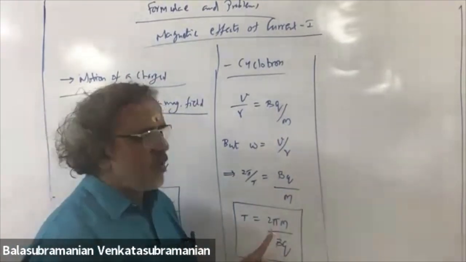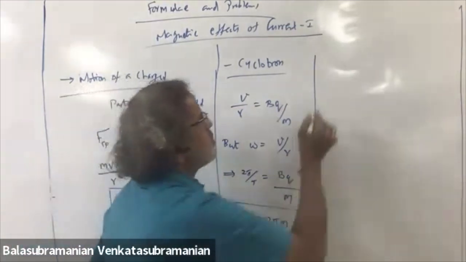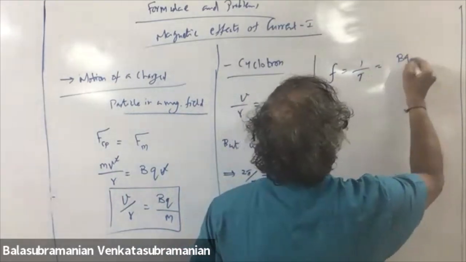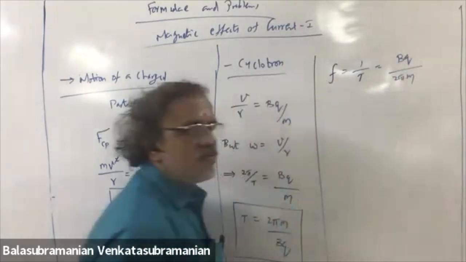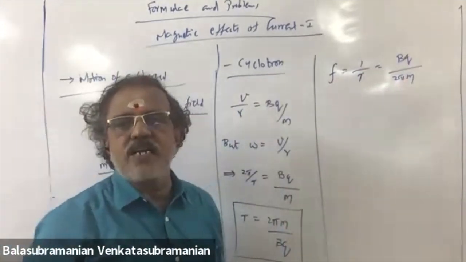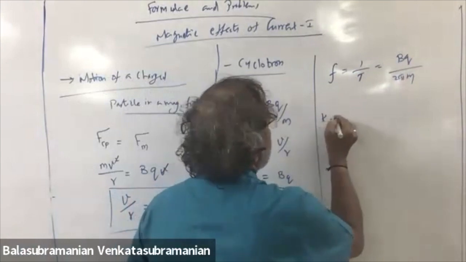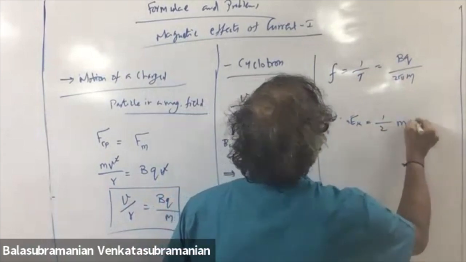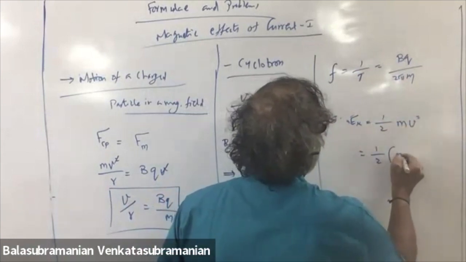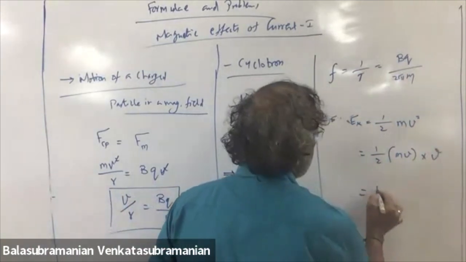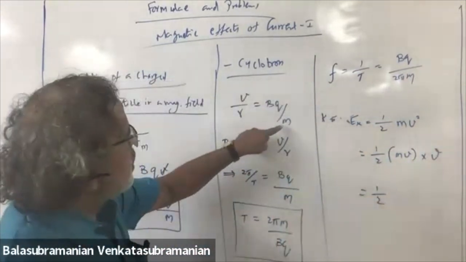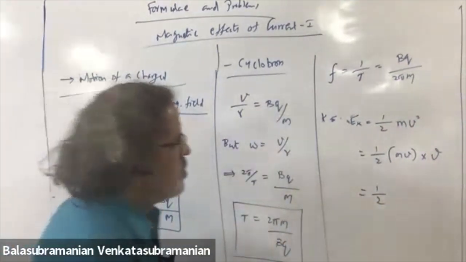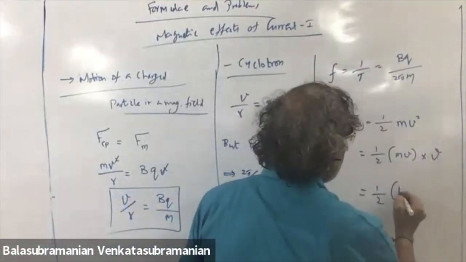You know the theory, formula alone we are writing. Frequency f is equal to 1 by T, that is Bq by 2 pi m. Kinetic energy I want to calculate. Kinetic energy EK is equal to half mv square, half mv into v. You see here, mv is Bqr.